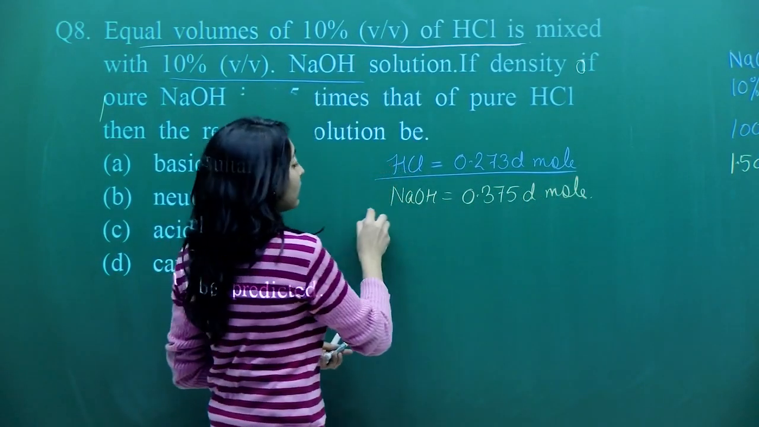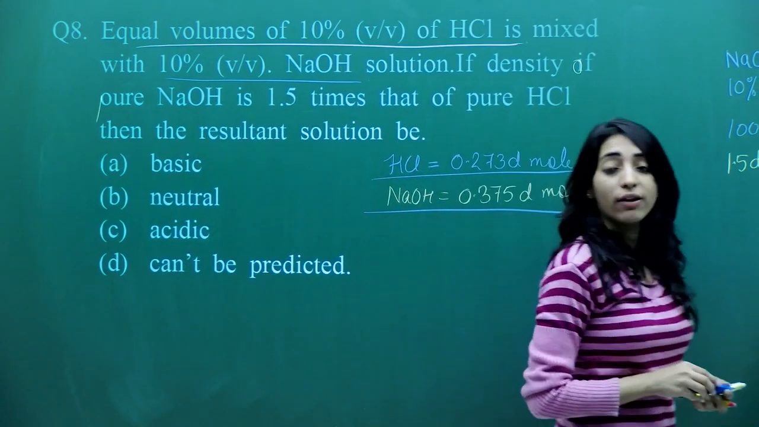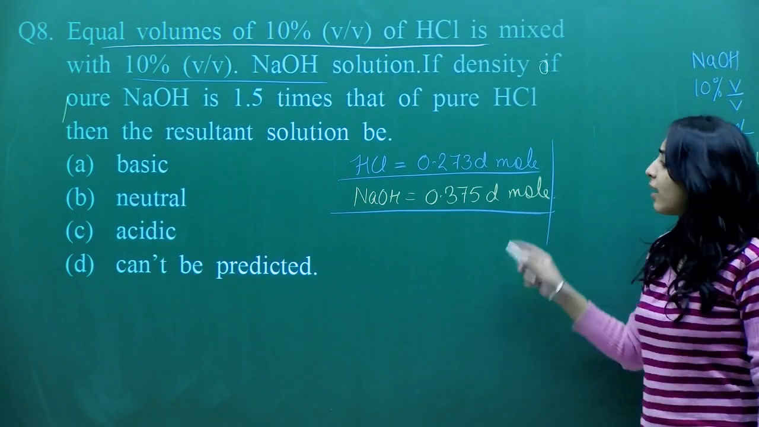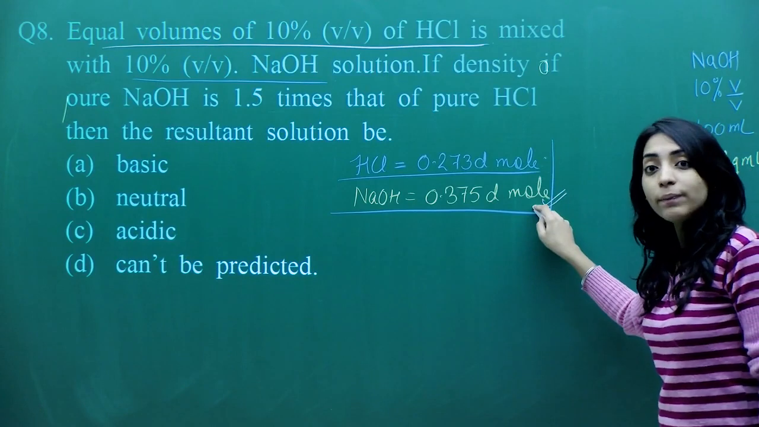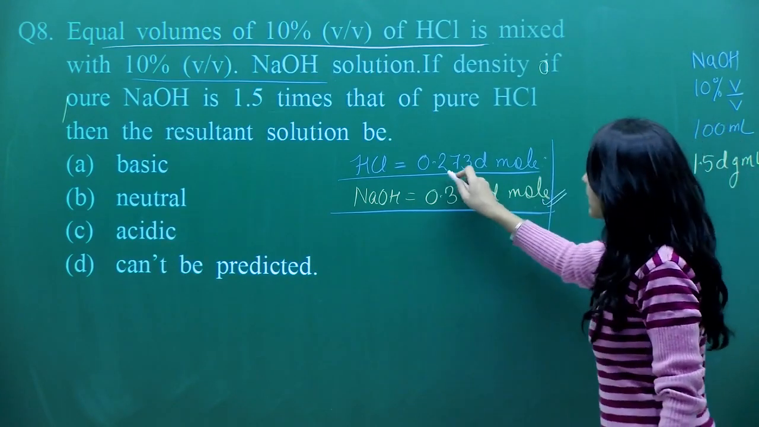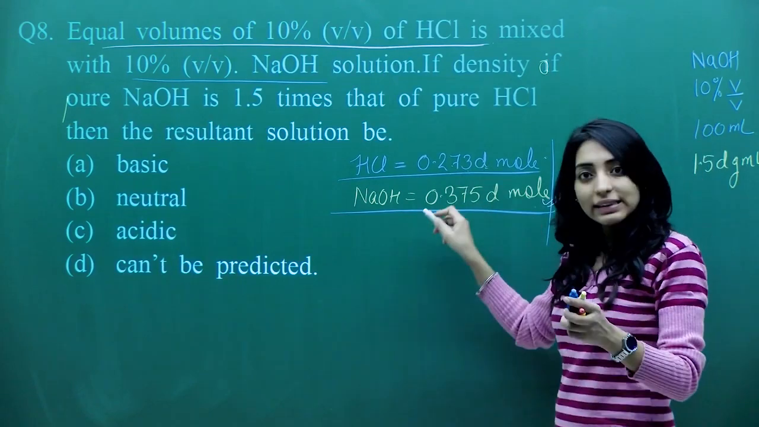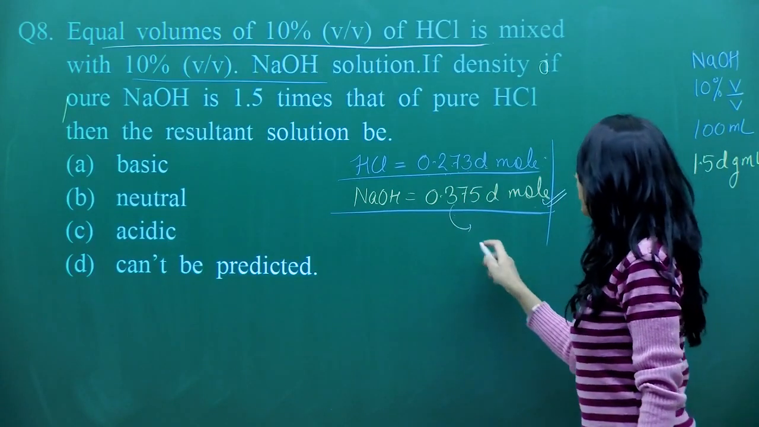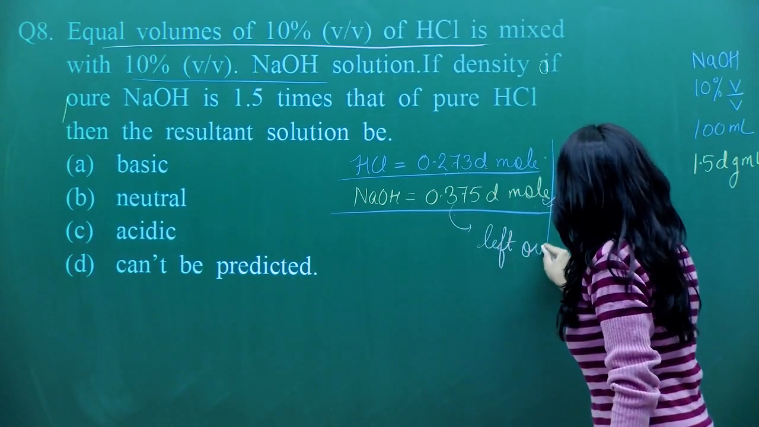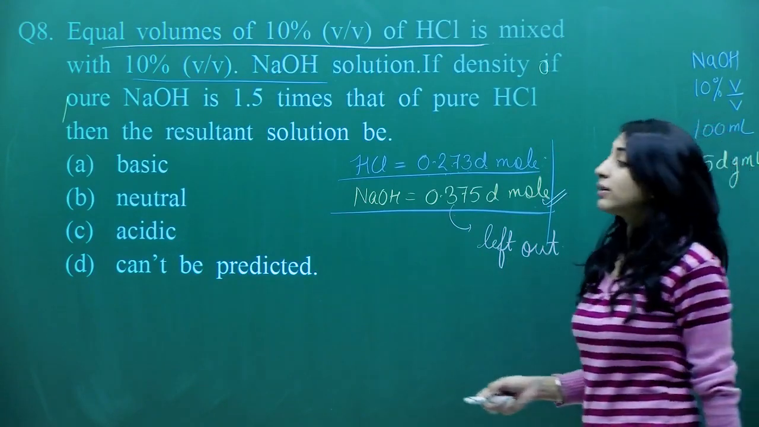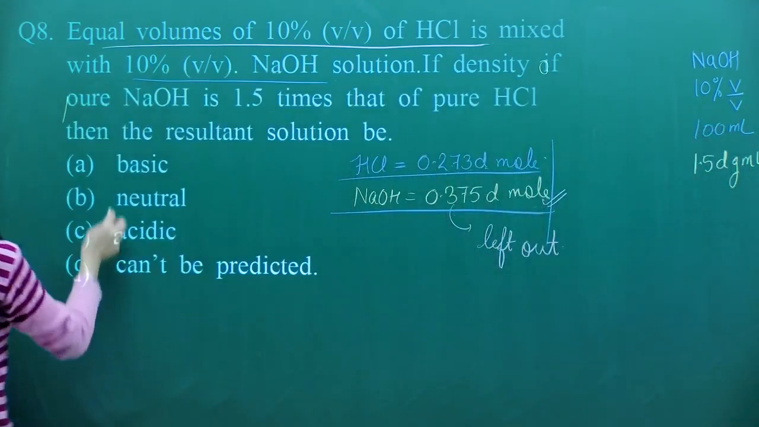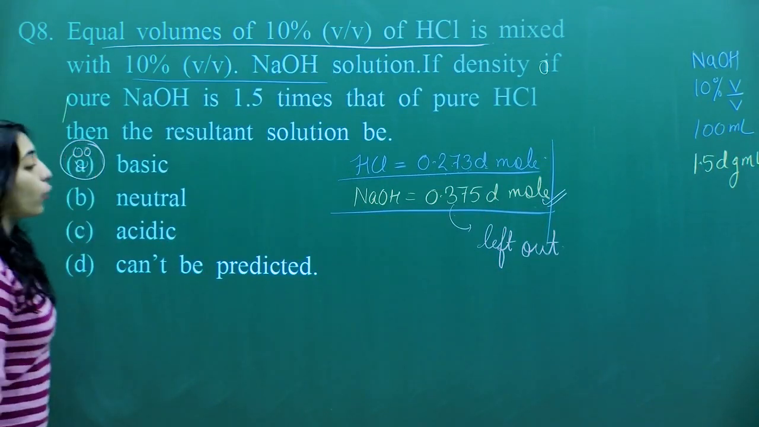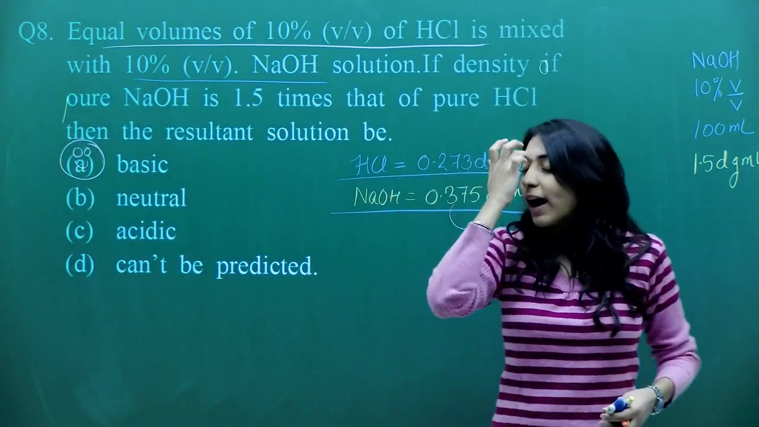Now moving on, can I write the number of moles of NaOH? Am I right? So guys, finally we have obtained the total number of moles of HCl and the total number of moles of NaOH. Which is more in amount, by the way? NaOH, right? And the volume was same. So don't you think when you mix the two, 0.273 d moles of HCl will combine with 0.273 d moles of NaOH, and the remaining NaOH will be left out. And because of the remaining amount of NaOH, the final solution will turn out to be basic in nature, right?